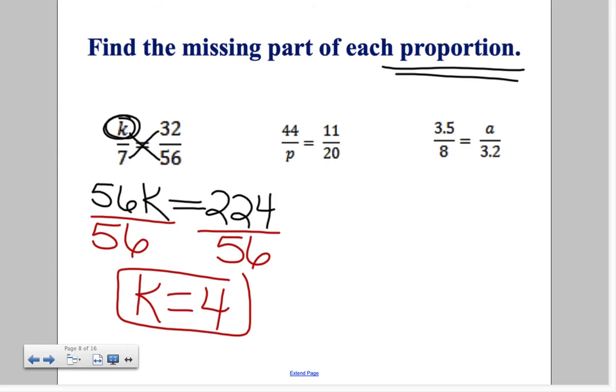Try this one. A proportion actually turns into an equation. A proportion means cross products are equal. You set the cross products equal and you solve for your missing variable. I want you to try this one.